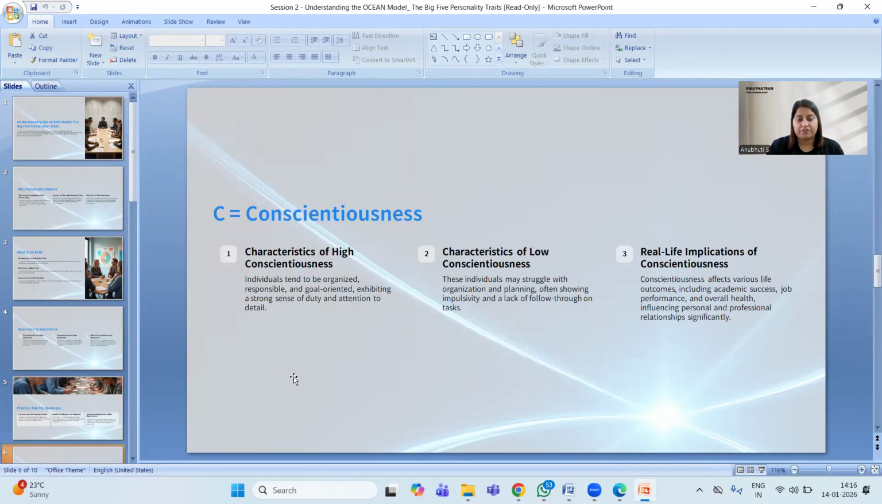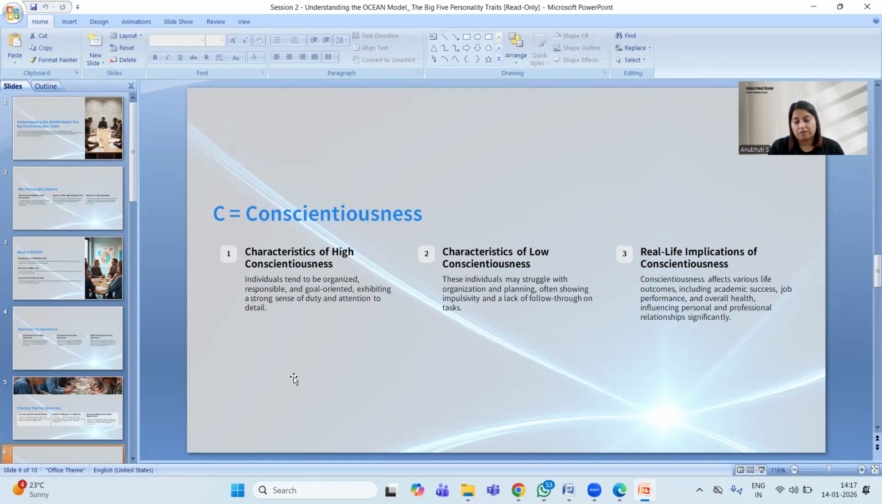Now, coming to conscientiousness. So, what are the characteristics of high conscientiousness? Individuals tend to be organized, responsible, and goal oriented, exhibiting a strong sense of duty and attention to detail. Conscientiousness asks for our presence. When you are high in conscientiousness, you are better organized, responsible, and goal oriented.